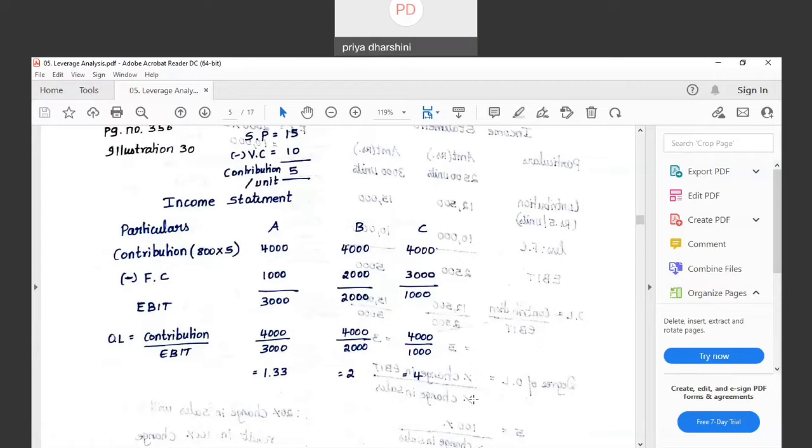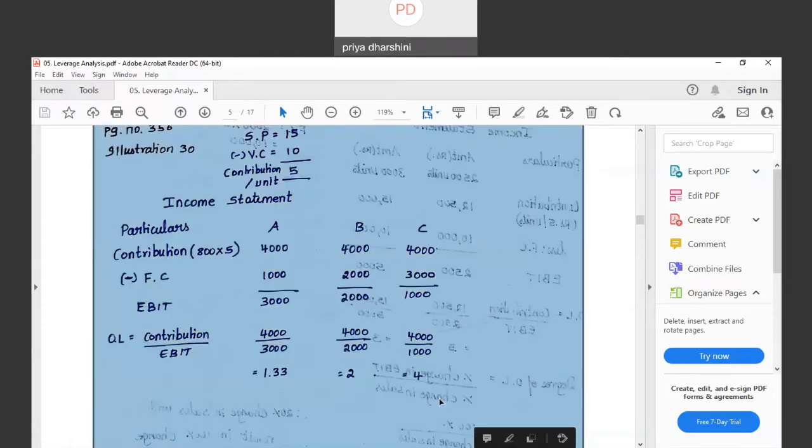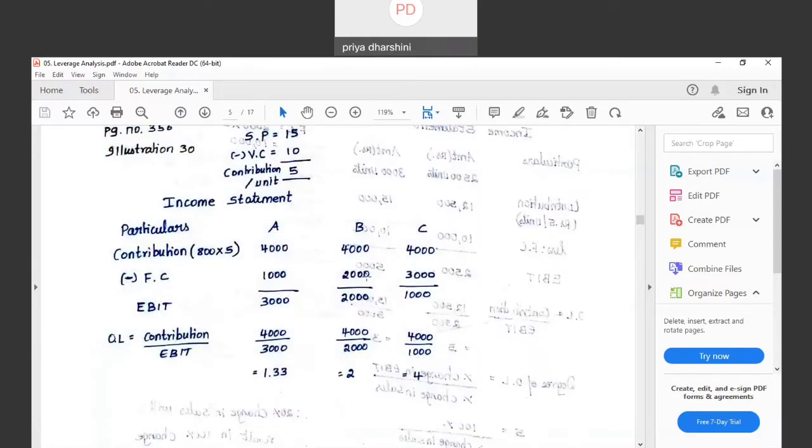How do you arrive at total contribution? It is number of units into contribution per unit. How many units? 800 units. 800 into 5 will give you total contribution, minus fixed cost. They have given you three different situations of fixed cost: 1000, then 2000, then 3000. You get EBIT under three different situations. With that, you get operating leverage, contribution by EBIT. So it is 4000 by 3000, 4000 by 2000, 4000 by 1000.